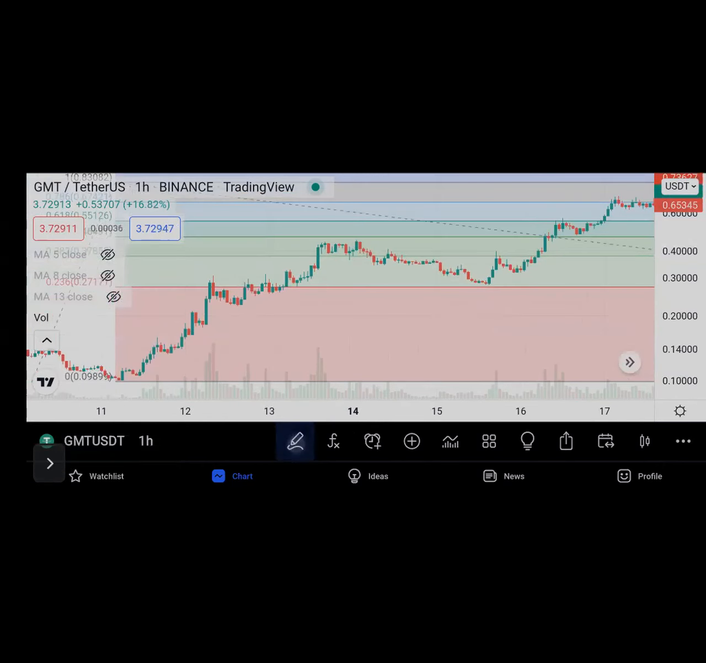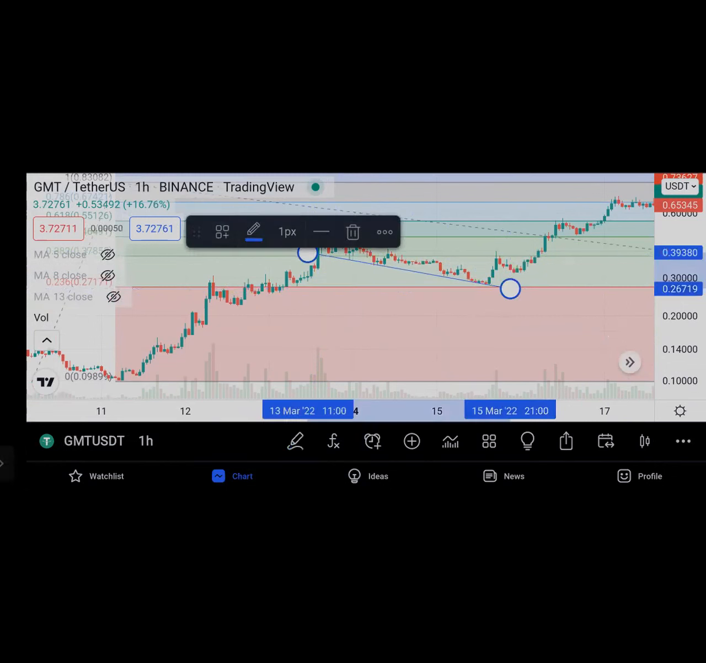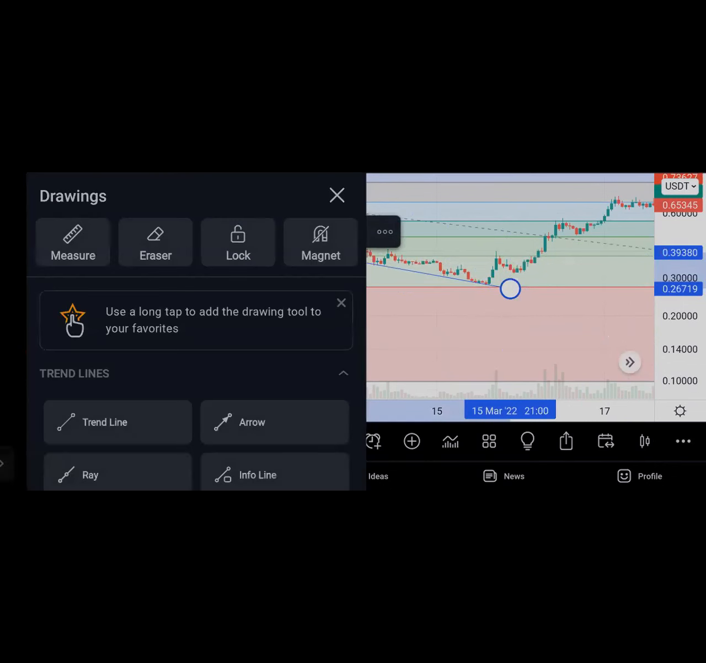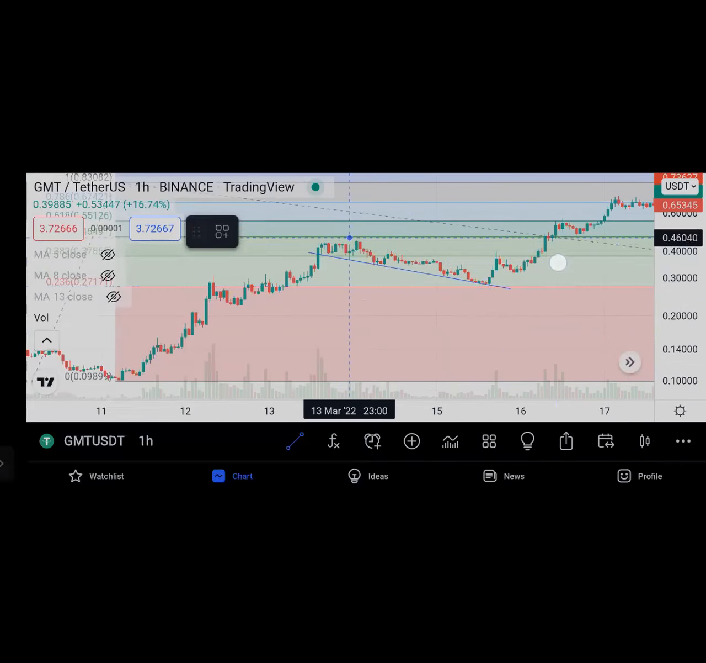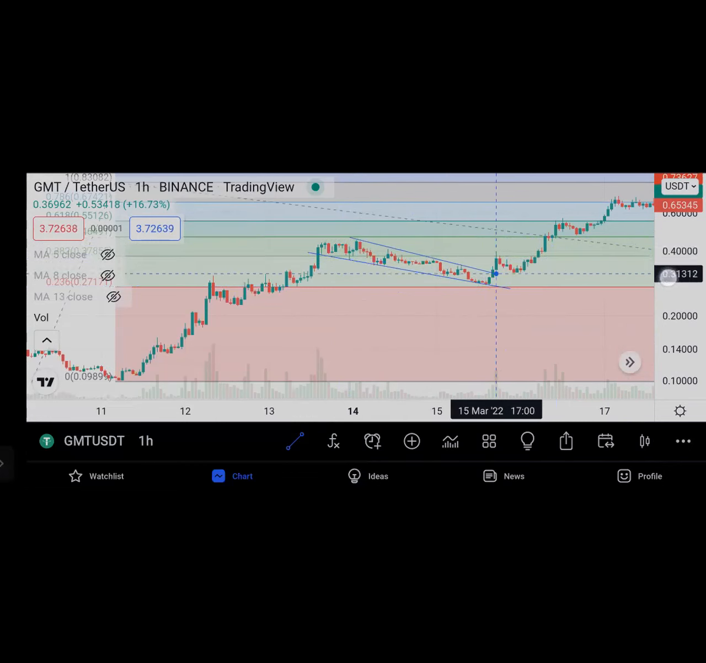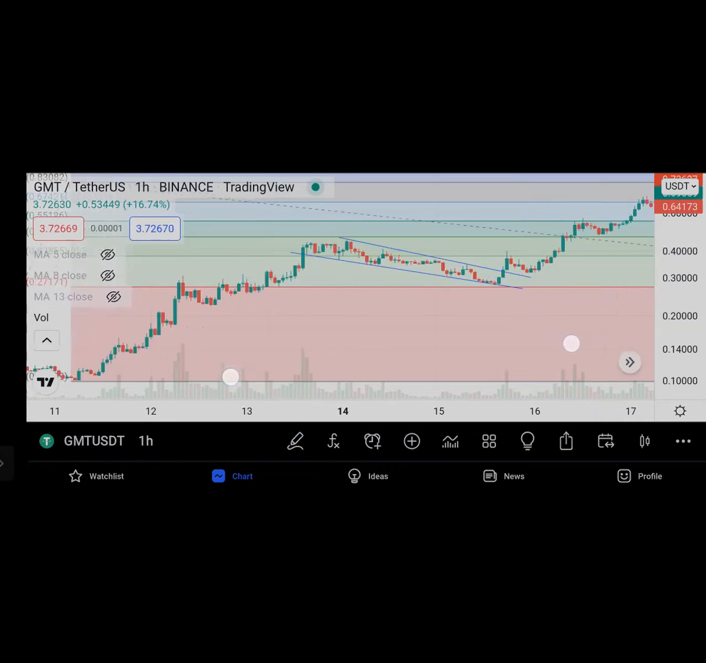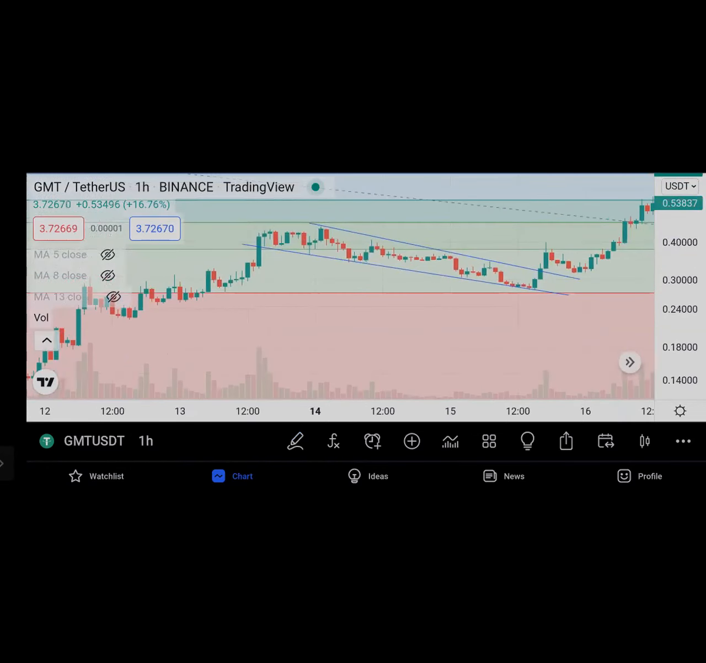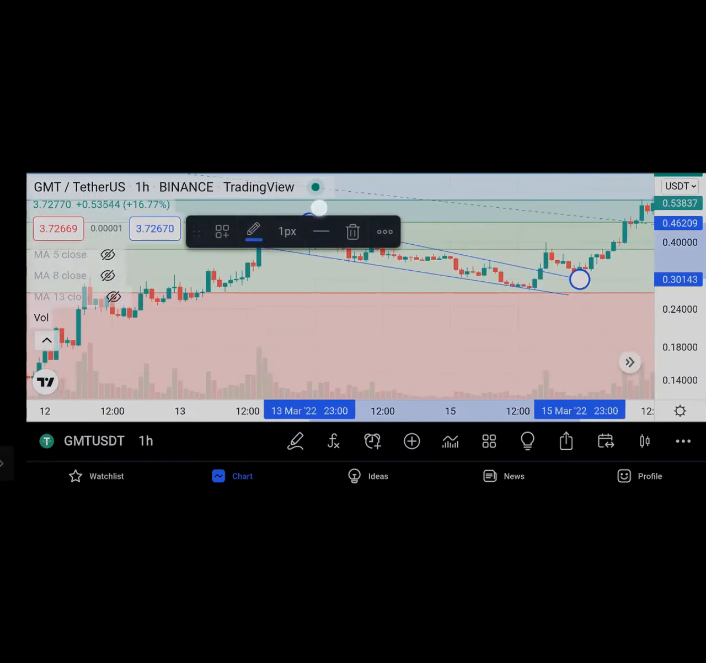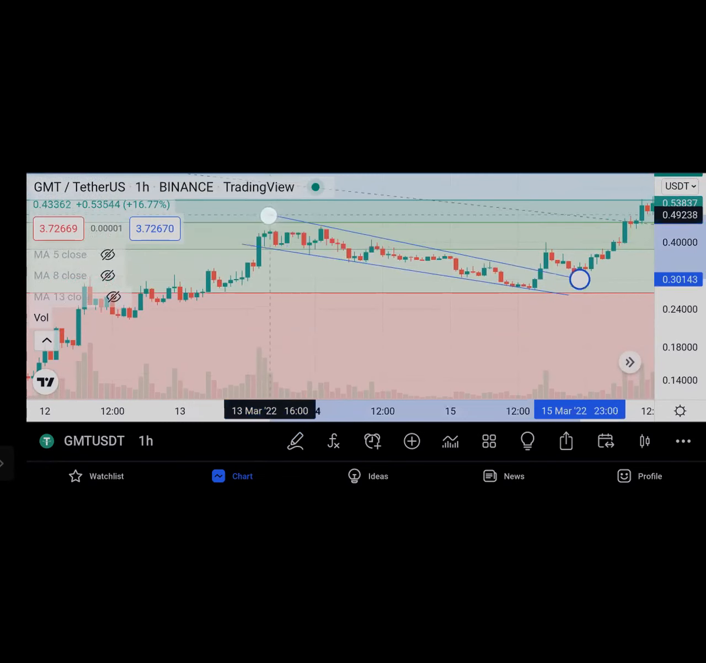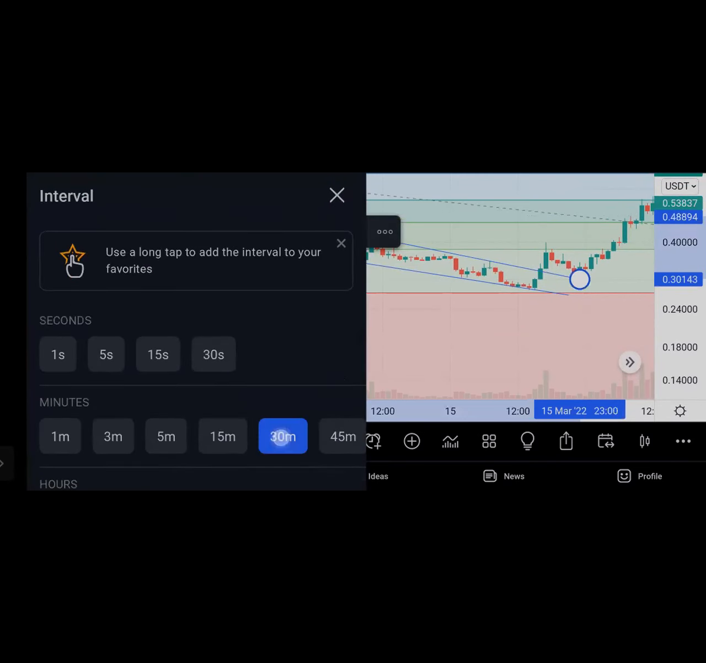Let me see if I already found one. Yeah, this is kind of what a bull flag looks like, though it's tiny, but I'm going to try to move to a lower time frame to make it more clear.